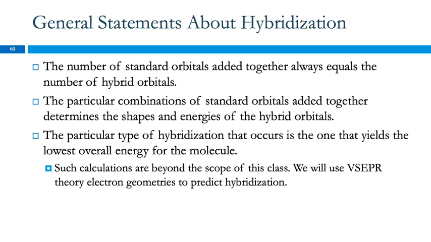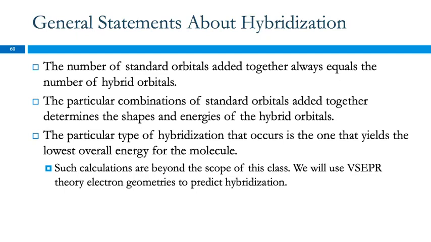This first statement I kind of think of as conservation of orbitals. The number of standard orbitals added together always equals the number of hybrid orbitals. So if you take 3 regular orbitals and you hybridize them, you're going to end up with 3 hybrid orbitals. If you start with 2 orbitals, you'll end up with 2. You can't take 2 orbitals and hybridize them and make them into 5 orbitals. It's always the same number. The particular combinations of the orbitals that you're hybridizing is going to determine the shapes and the energies of the hybrids.